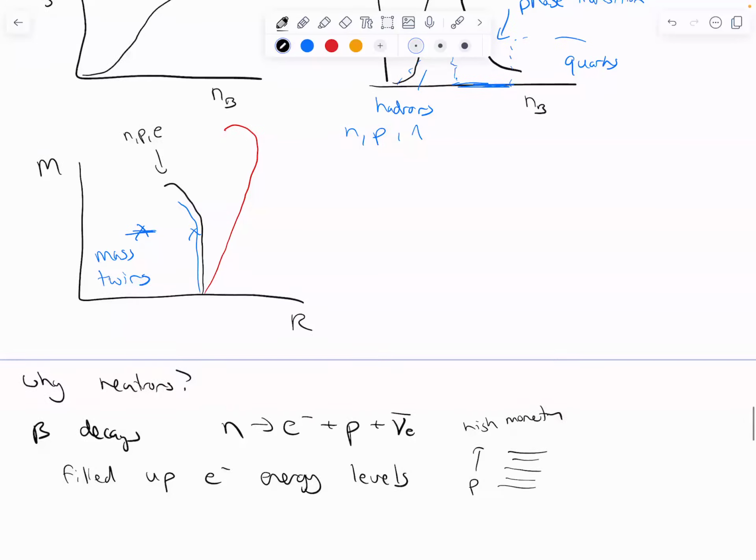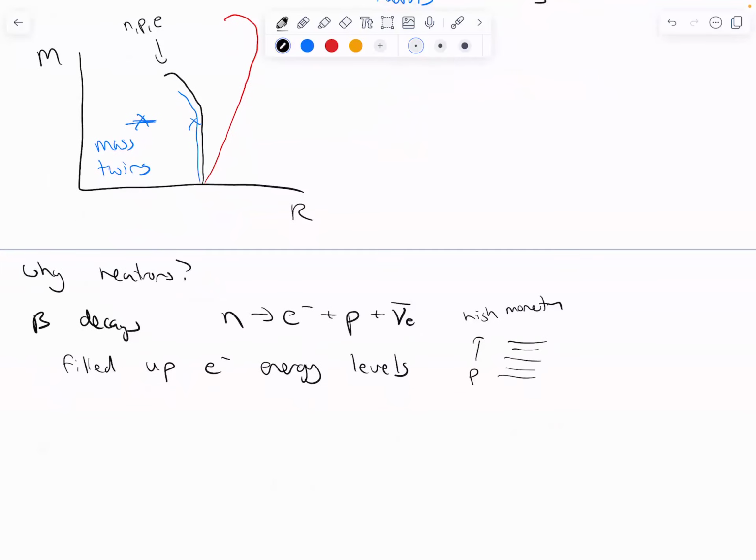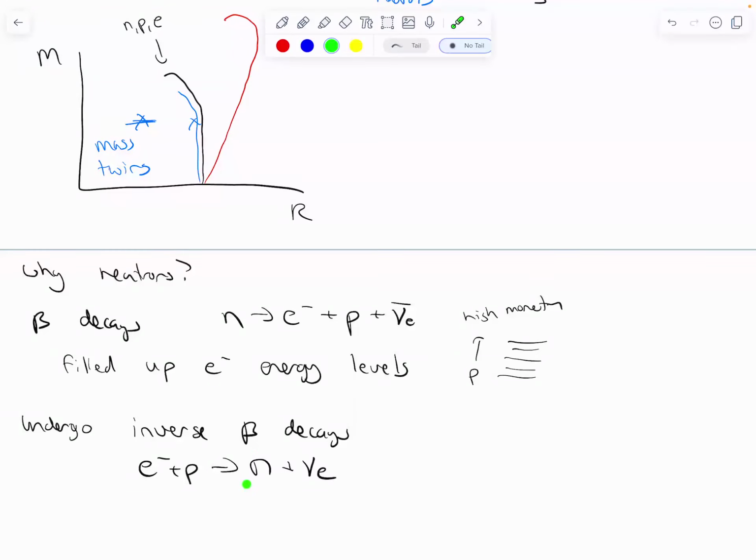So what happens in this case? Well, what ends up happening is you undergo inverse beta decays. And so you have electrons plus protons going into neutrons plus an electron neutrino. And so in a neutron star, since you filled up your electron energy levels, you then undergo inverse beta decays, which produces neutrons. Hence, you have a neutron star.